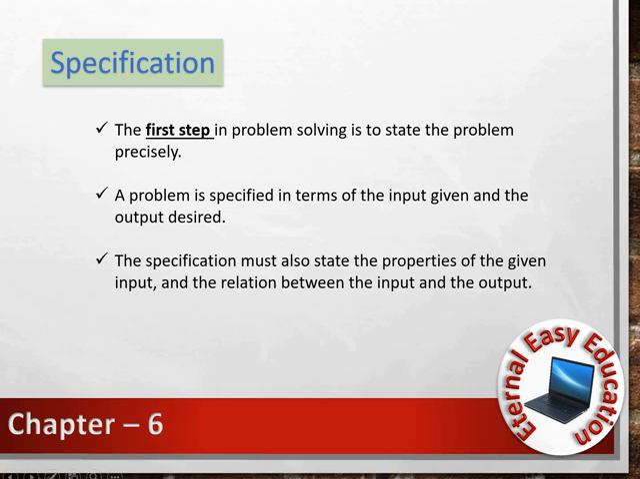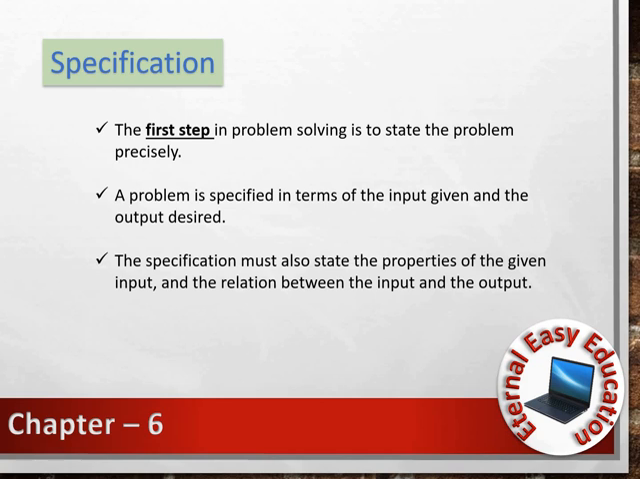What is specification? The first step in problem solving is to state the problem precisely. A problem is specified in terms of the input given and the output desired. That means, in our terms, a problem is a question. So, if it is a question, then as a computer science student, we need the input-output. Input is the data which is required to do the sum, and output is the expected result. So, the first step to solve the question is the specification.